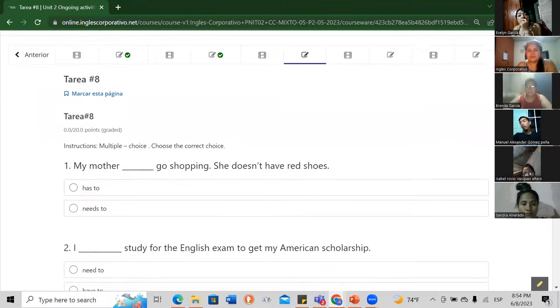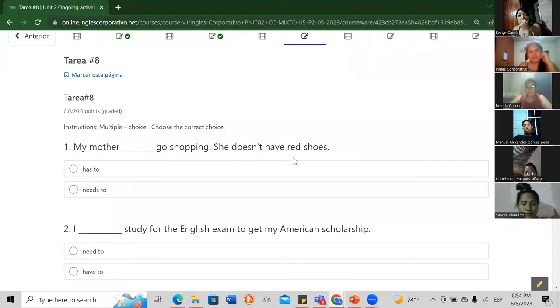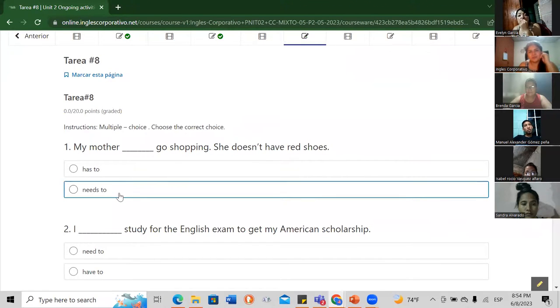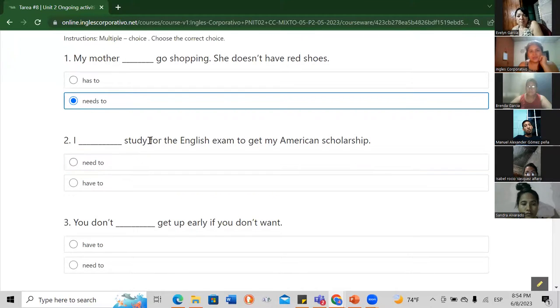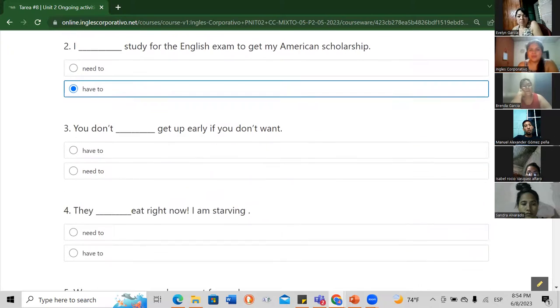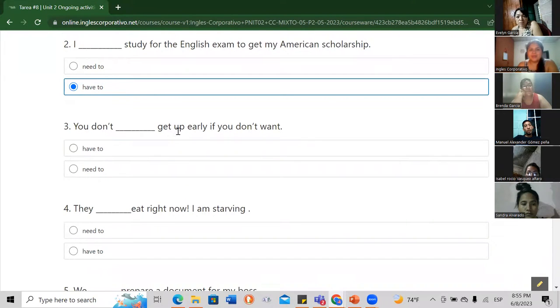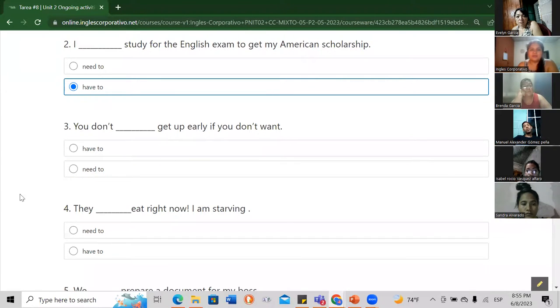Okay, number 8. My mother has to or needs to go shopping. She doesn't have red shoes. Needs to. Okay, I need to study for the English exam to get my American scholarship, or I have to? I have to, okay. You don't have to get up early if you don't want, or you need to get up early if you don't want?